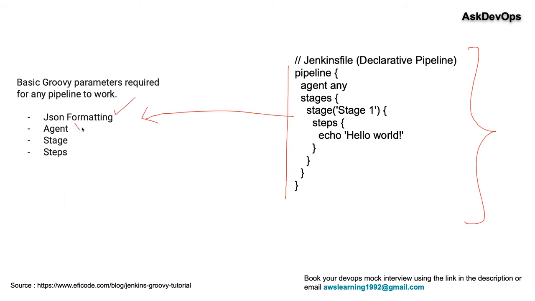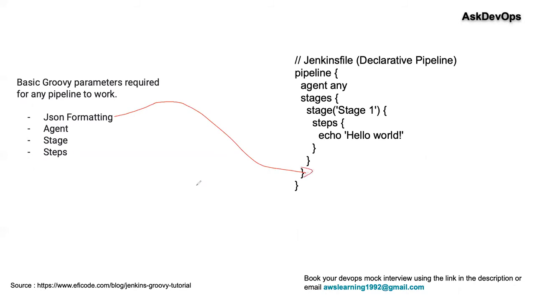Second, you have to mention the agent. So first of all, JSON formatting has to be proper. You can see there are different kinds of JSON formatting. Then agents has to be mentioned. If not, Jenkins will not know where to run it properly.